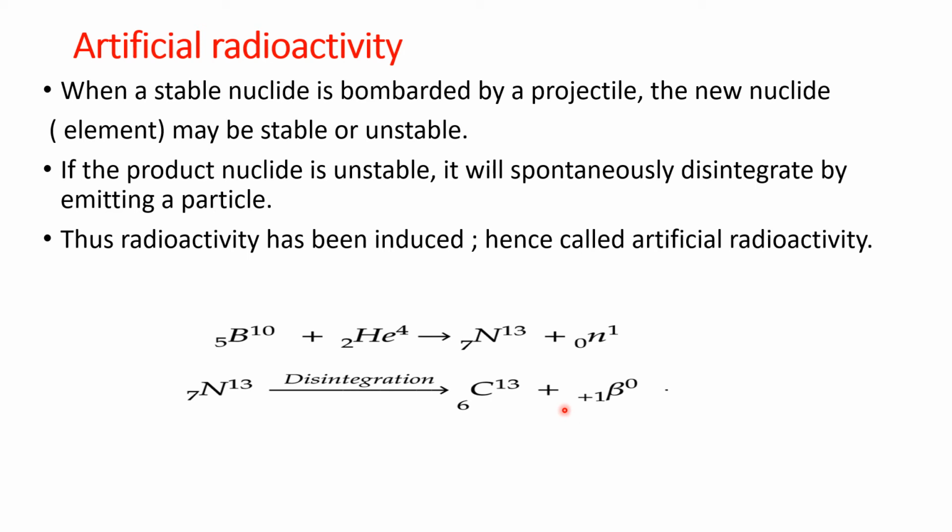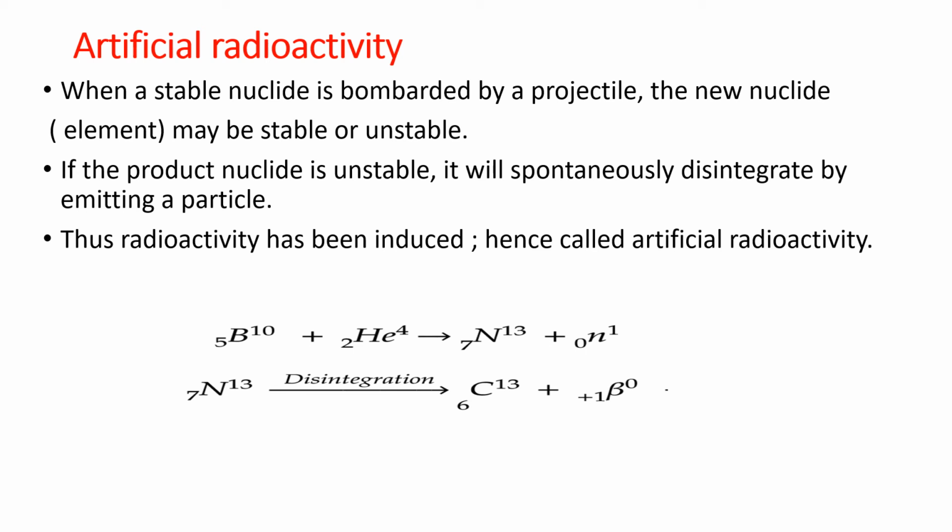In the example taken previously, we took nitrogen-14 and bombarded it with an alpha particle, but what we got was oxygen-17, which was stable. In this case, we are taking a stable nucleus, but we are getting an intermediate nucleus which is unstable and undergoes disintegration. So, in summary, when you carry out a nuclear reaction, there are two cases.